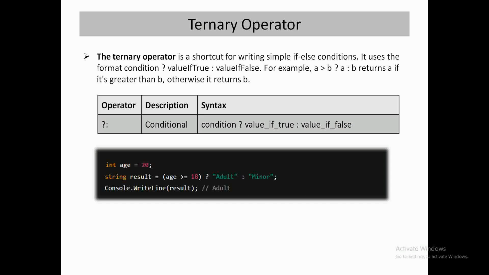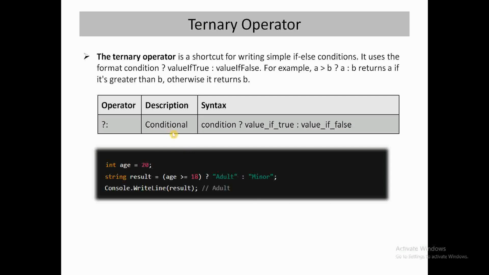The ternary operator is a shortcut for writing a simple if-else condition. It uses the format: condition, value if true, value if false, and then it gives us the value accordingly. For example, we have a and b values, return a, like that. I will discuss the if-else topic in later videos, but here we have to understand that it is the shortest way of writing those conditions in one line, and that is the ternary operator. So here is the syntax of this.